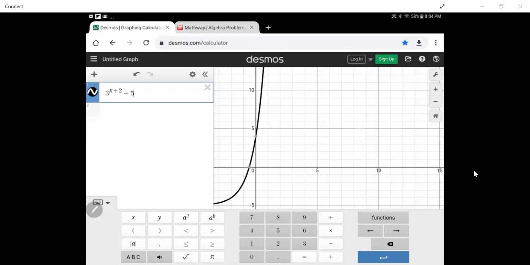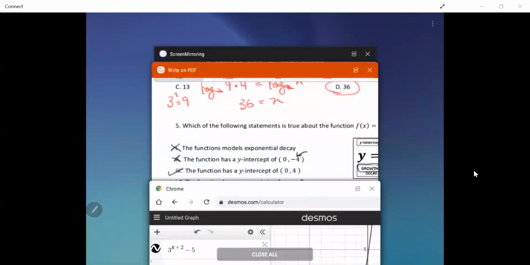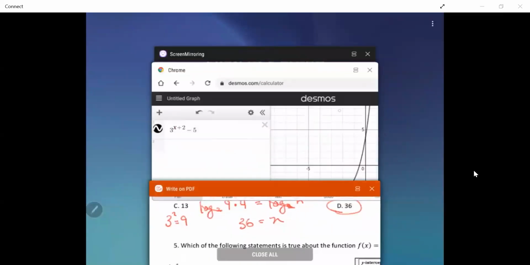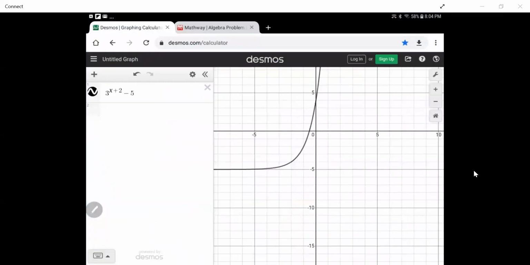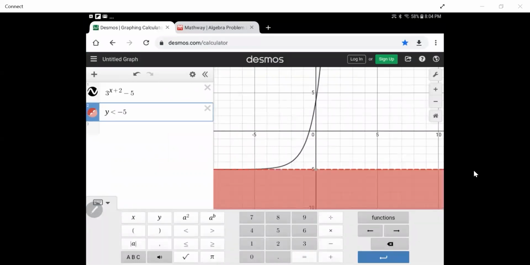All right, and so, back here, this said y is less than -5. All right, that was part of the answers. So let's put that in. Let's put in this y is less than -5. Okay, notice that shades the area that's below the graph. That's not the graph, right? It should have said y is greater than -5, but it says less than, and so that's not right.